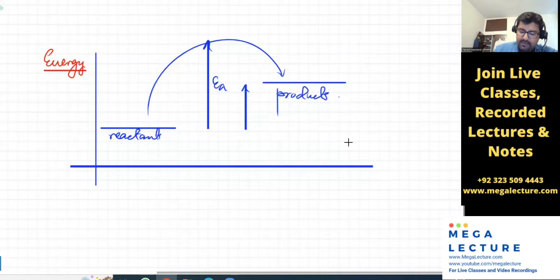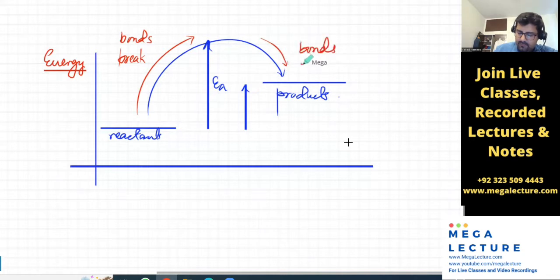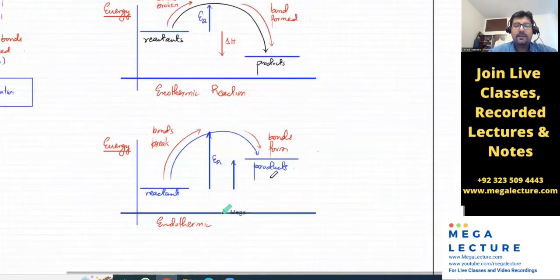So in this case, you need a lot more energy in an endothermic reaction. You need a lot more energy to break bonds. So bonds break, and over here bonds formed. So now less energy is given off when you're forming bonds. So this one is endothermic.